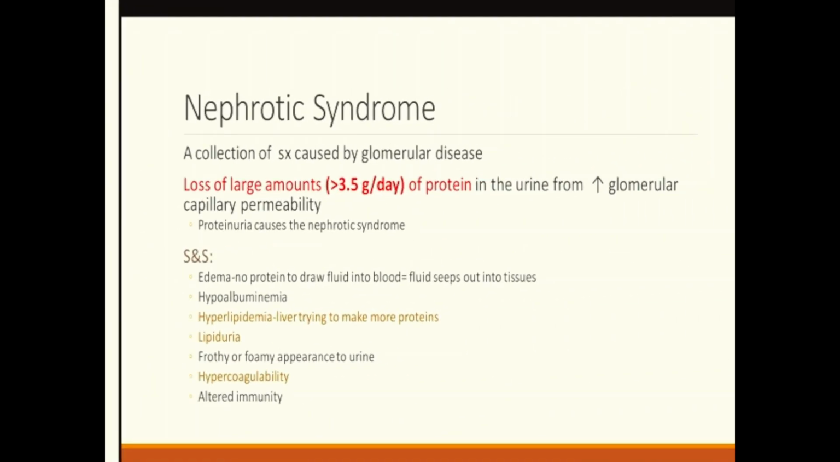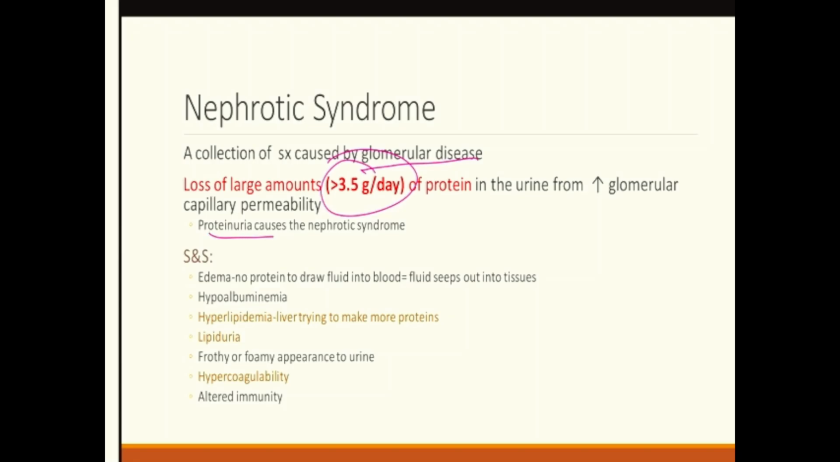So a collection of symptoms, again, caused by glomerular disease. Key is greater than 3.5 grams of protein daily in the urine. So tons of protein. So how would you collect that? 24-hour urine collection. You tell them to go home, they get a jug, put it in the fridge, and every time they pee, they got to put it in there. 24 hours, bring it back. They measure it and see what's going on.